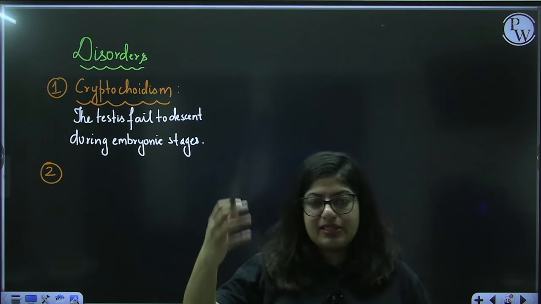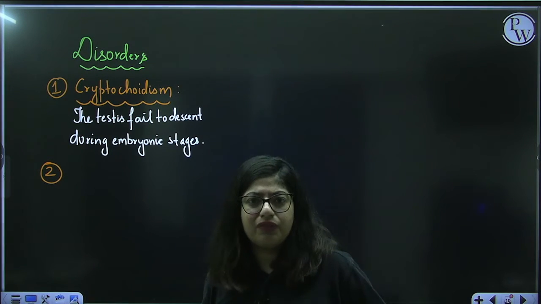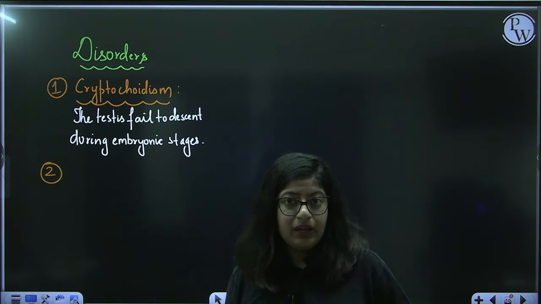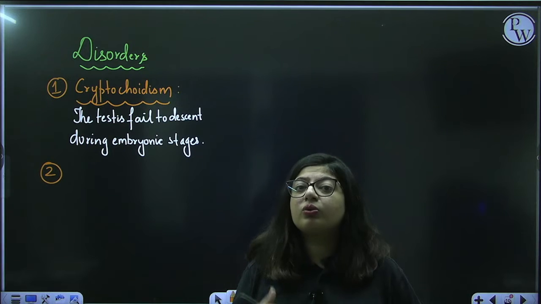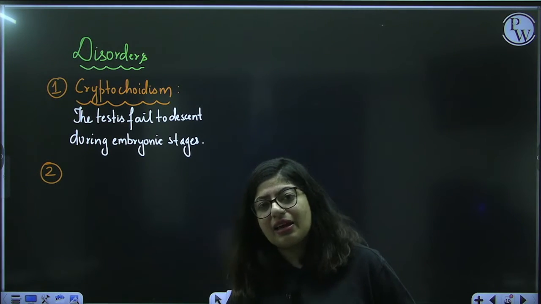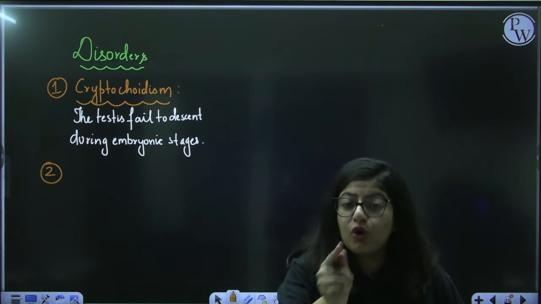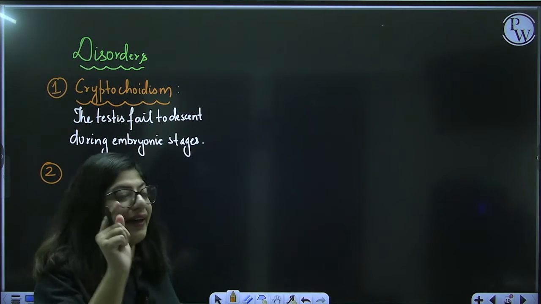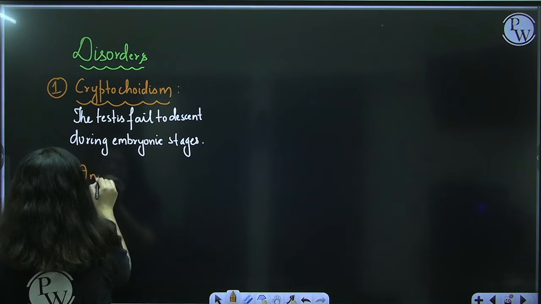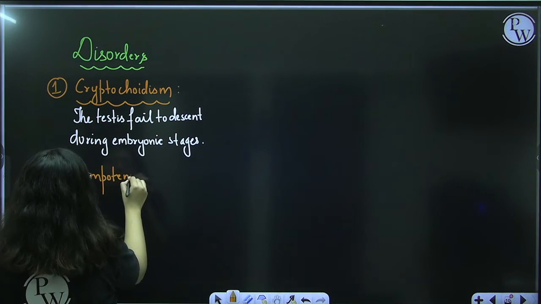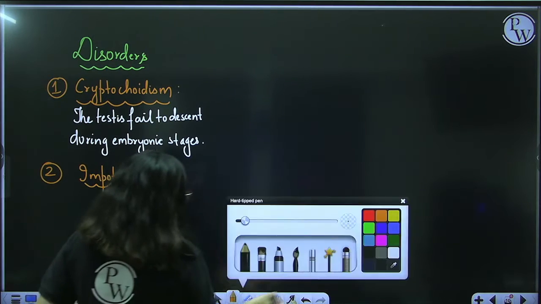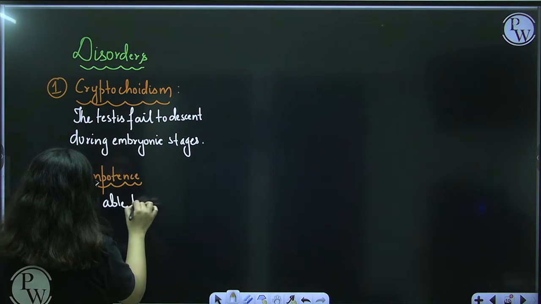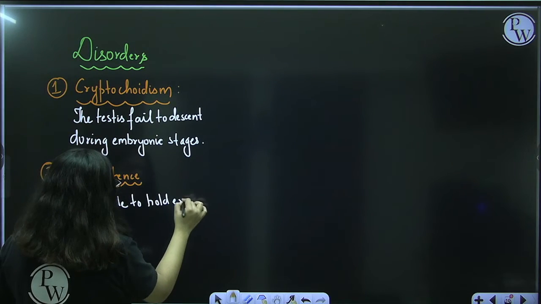Second, we have said that the penis undergoes erection during sexual intercourse or whenever the man is having sexual thoughts. But what if the male is not able to hold that erection for longer time? Then male will not be able to do the sexual intercourse and insemination properly. So that is also a disorder where male is not able to hold erection for longer time, and that is impotence. So what is impotency or impotence? Not able to hold erection for longer time.